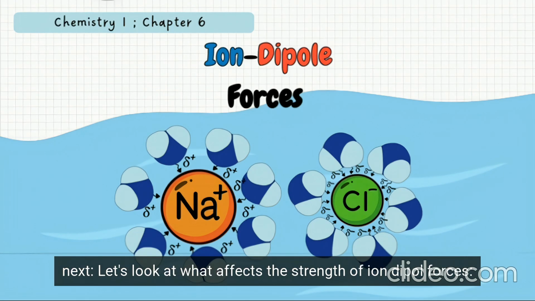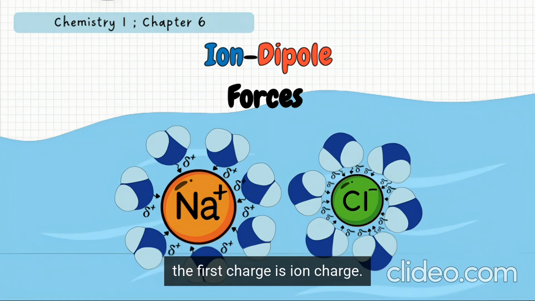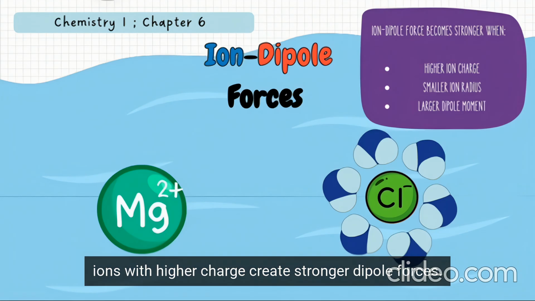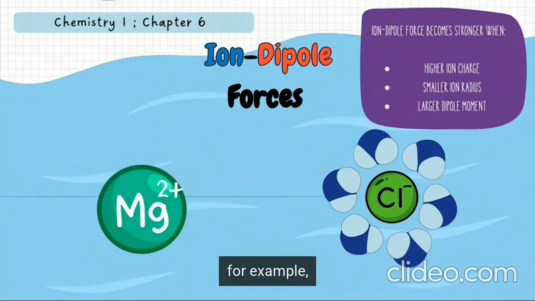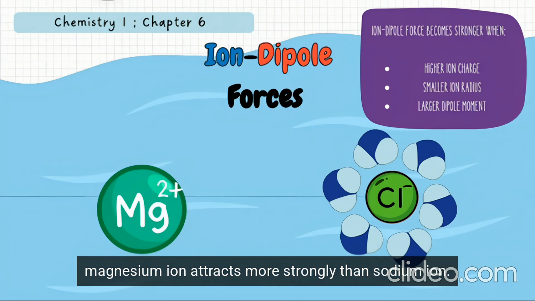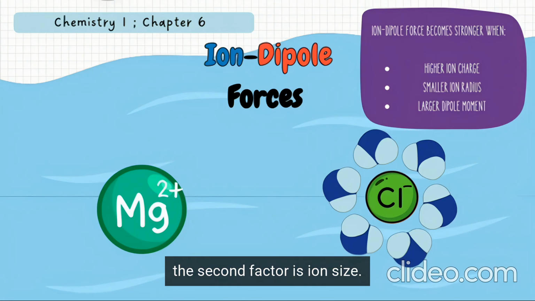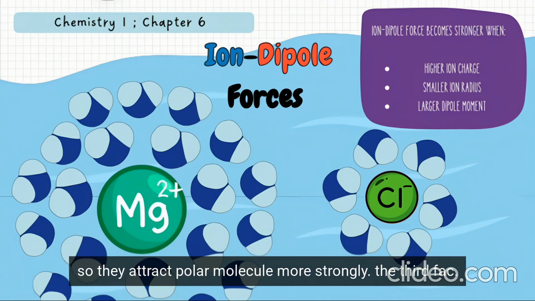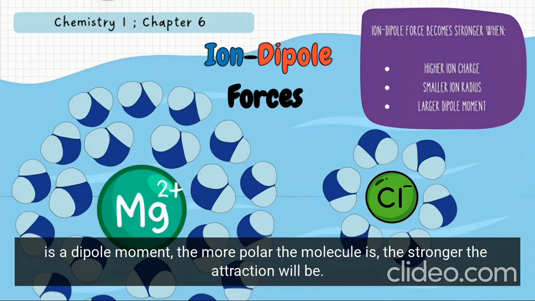Next, let's look at what affects the strength of ion dipole forces. The first factor is ion charge. Ions with higher charge create stronger dipole forces. For example, magnesium ion attracts more strongly than sodium ion. The second factor is ion size. Smaller ions produce stronger electric fields, so they attract polar molecules more strongly. The third factor is the dipole moment. The more polar the molecule is, the stronger the attraction will be.